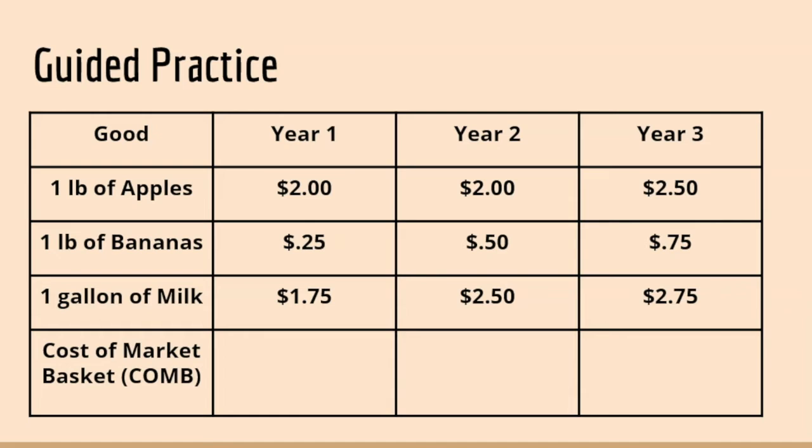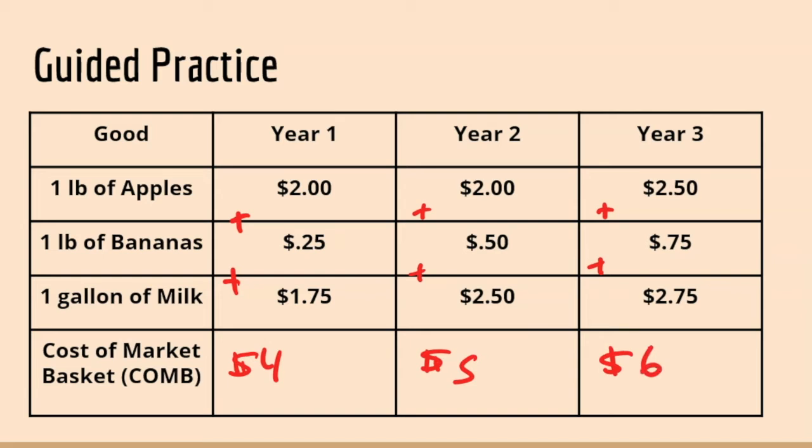Well, for year 1, the cost of the market basket is just $2 plus 25 cents plus $1.75, which gets us to $4. So the cost of the market basket for year 1 is $4. Well, the cost of the market basket for year 2 is just $2 plus 50 cents plus $2.50, right, which gets us to $5. Well, for year 3, the cost of our market basket, as you could probably guess by now, is just $2.50 plus 75 cents plus $2.75, which gets us to $6.